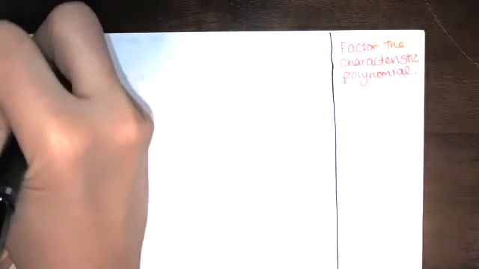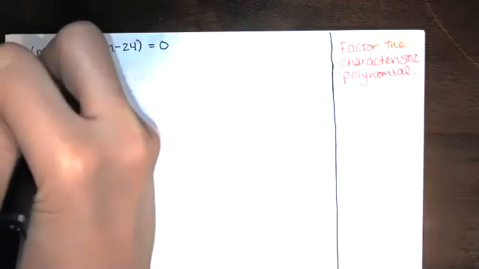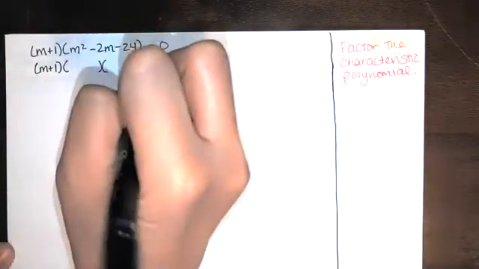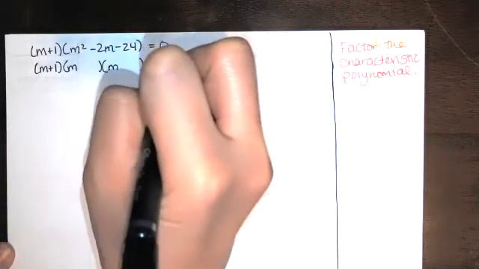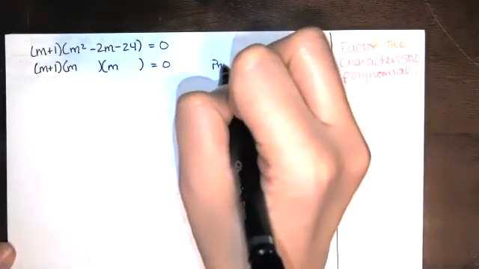So now we want to use that to completely factor the characteristic equation, or characteristic polynomial if you prefer. So we have m plus 1 times m squared minus 2m minus 24 equals 0. And then I ask myself, does that factor? Are there two numbers out there that multiply to give me negative 24 and add to negative 2?